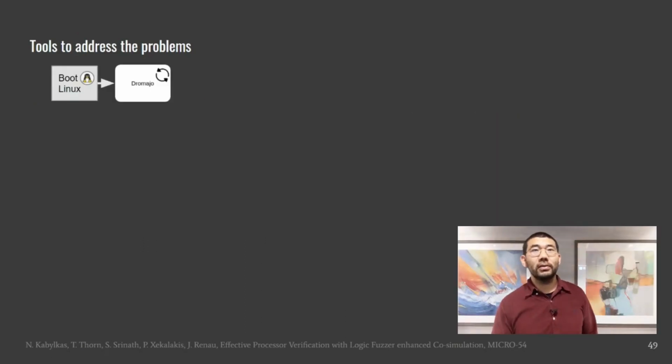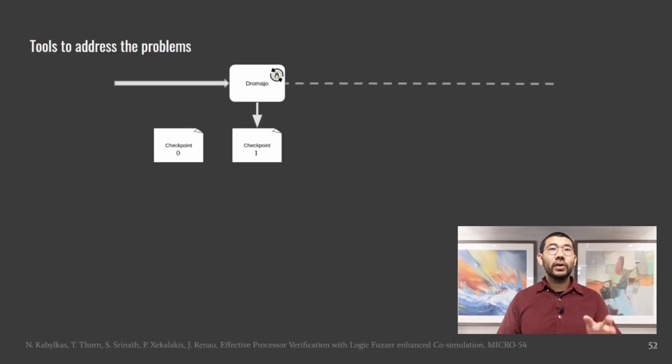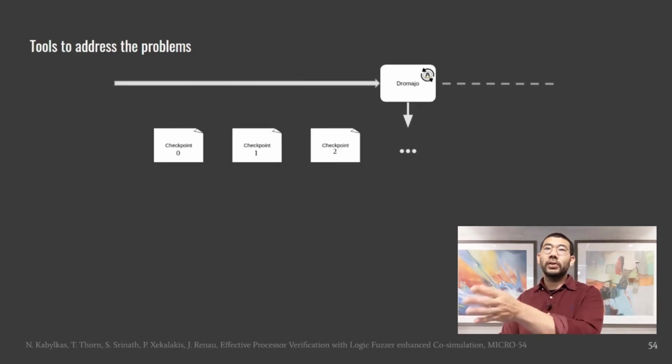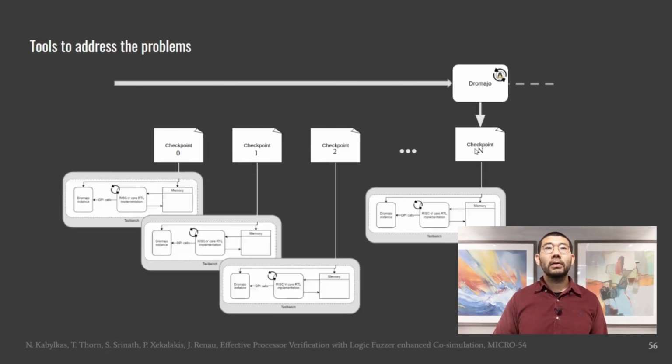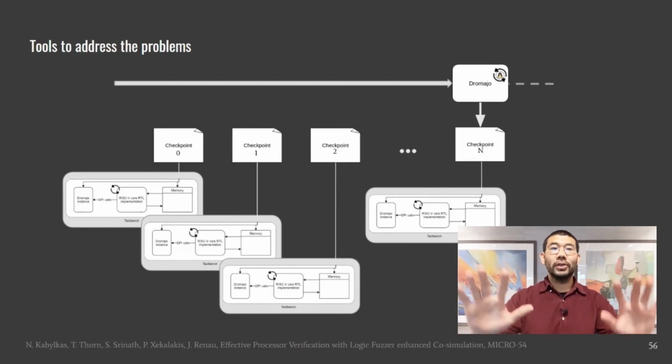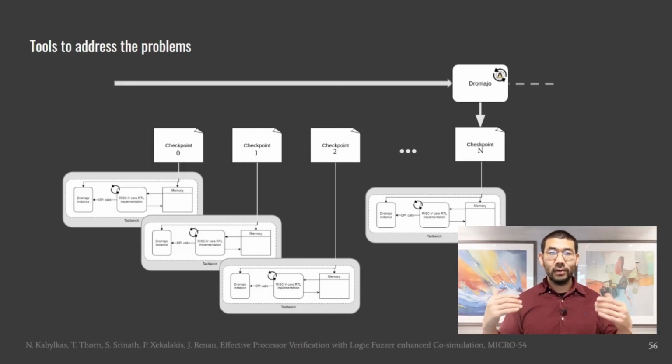A nice use case of checkpoints that addresses productivity is that we can boot Linux with Dromajo, let it run, and dump many checkpoints at different points. This might be 1 million instructions, this might be 500 million instructions, and this might be 2 billion instructions executed in Linux. Then we can spawn all those checkpoints across many cores and execute the co-simulation in parallel. This is a really nice feature. It really saves a lot of time for design verification engineers, as we can execute many co-simulations in parallel.